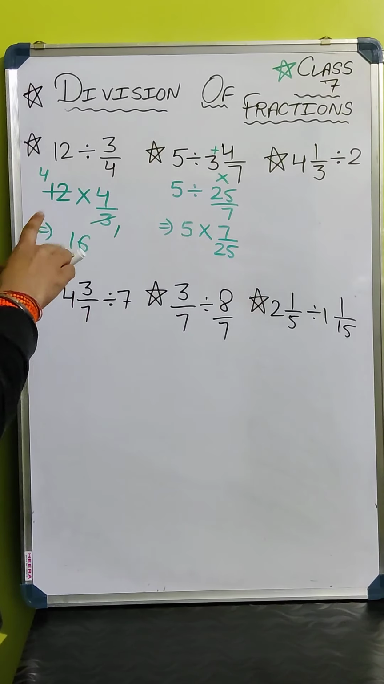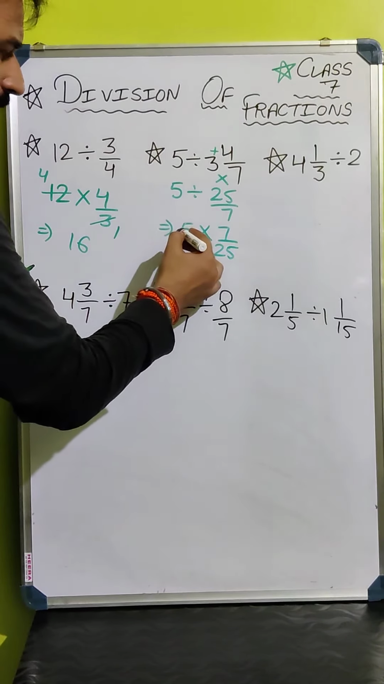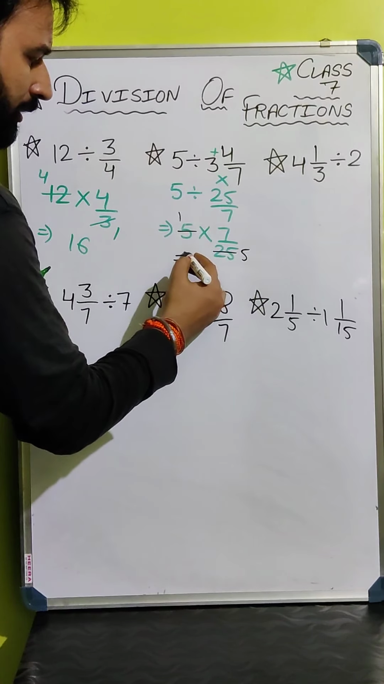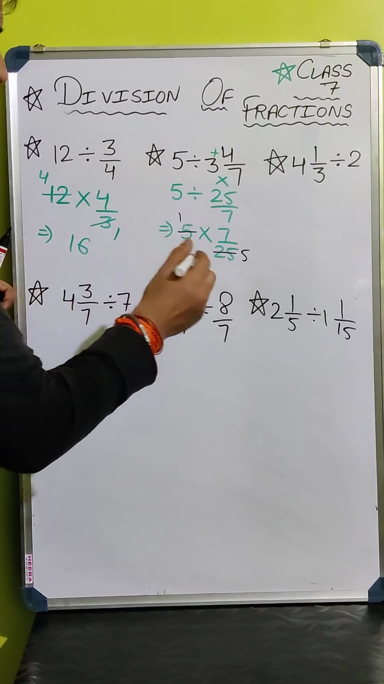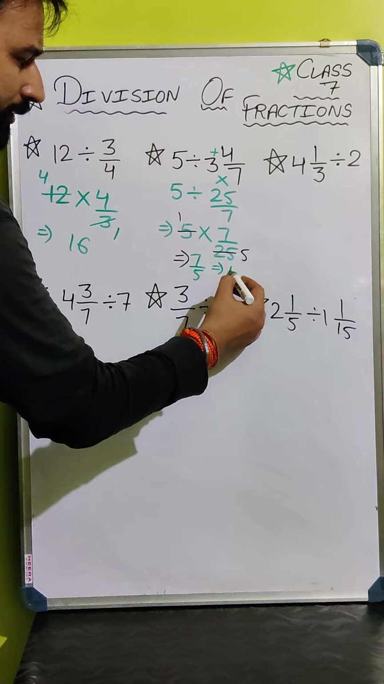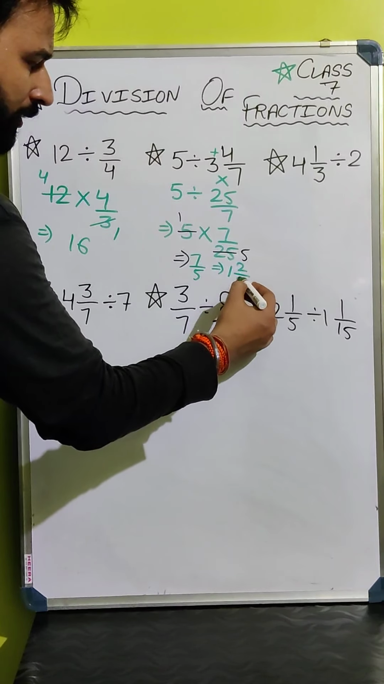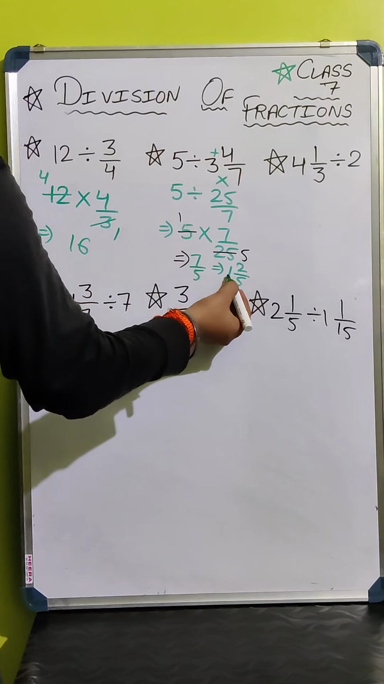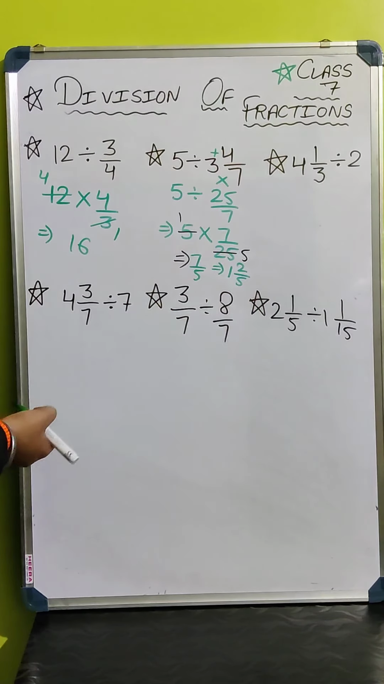So what will it be? 5 1s are 5, 7 5s are 35. The answer is coming 5 1s are 5, 7 by 5. You can write 1 whole 2 by 5, or 7 by 5 is also correct because it is an improper fraction. And if they ask you to convert into a mixed fraction, then you have to convert it, like 1 whole 2 by 5, right?